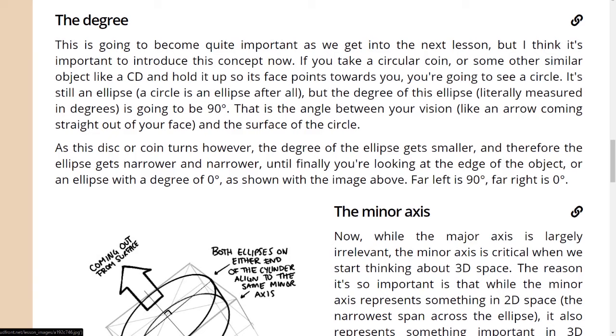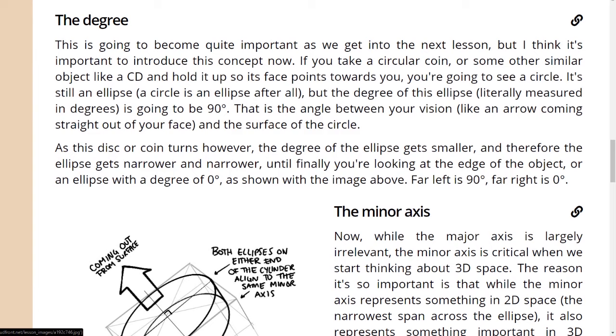The degree. This is going to become quite important as we get into the next lesson, but I think it's important to introduce this concept now. If you take a circular coin or some other similar object like a CD, who even owns those, and hold it up so its face points towards you, you're going to see a circle. It's still an ellipse. A circle is an ellipse after all. But the degree of this ellipse, literally measured in degrees, is going to be 90 degrees.